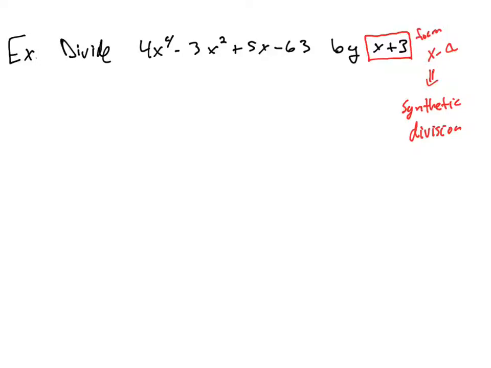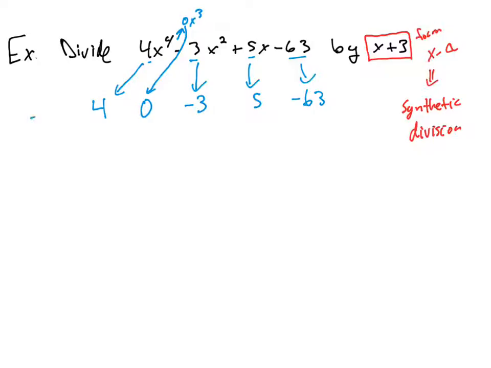So what we do is we take the coefficients of each term and we write them in a row, so 4. Now we're missing the x cubed term, so the coefficient on the x cubed is going to be 0. So minus 3, plus 5, negative 63. So we're just taking each of these coefficients. That 0 is going to go here, negative 3, 5, negative 63.